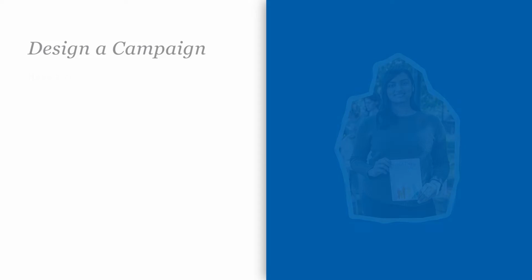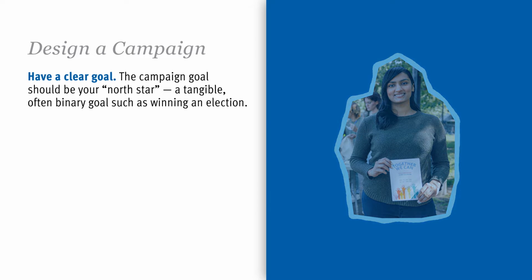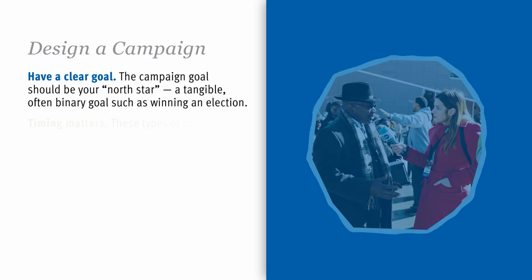When developing and implementing campaign communication, consider the following. Have a clear goal. The campaign goal should be your North Star, a tangible, often binary goal such as winning an election. Be prepared for your organization's visibility and brand to take a back seat. Campaign communication revolves around this goal, period. It may be necessary for your organization to be in the background and other groups to be more front and center, as they may have greater credibility with your audiences.